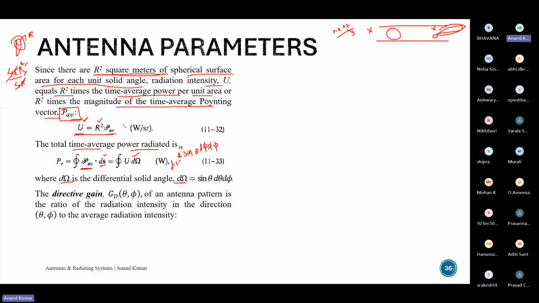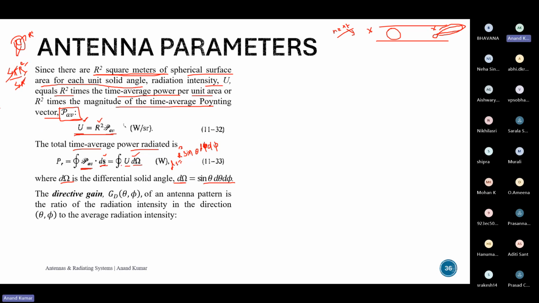dS is written as r squared sine theta d theta d phi. If you replace this over here, your P_av times r squared will become U, and your d omega is sine theta d theta d phi. Were you able to follow this?